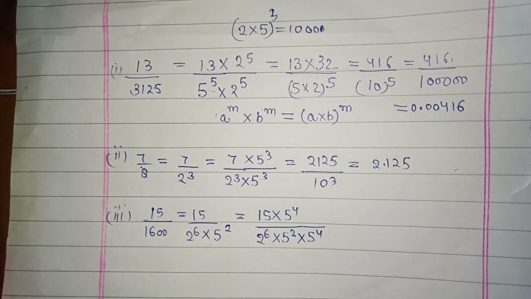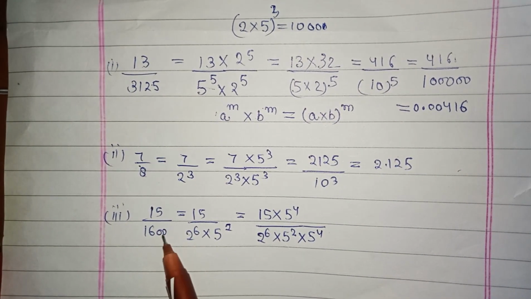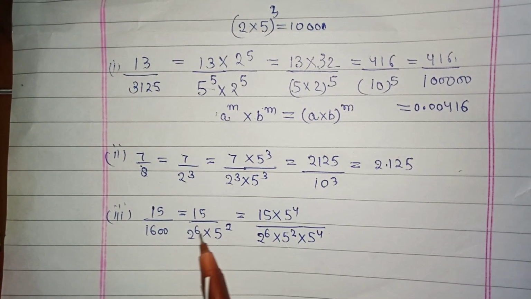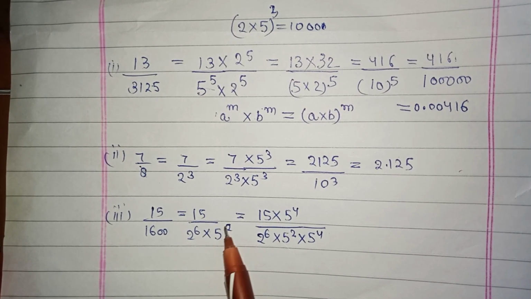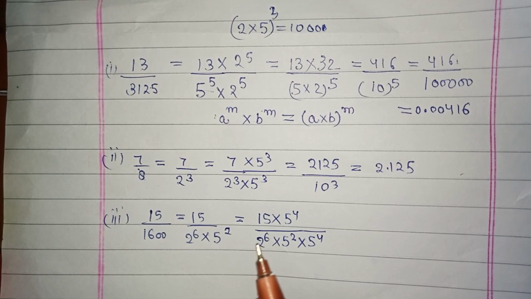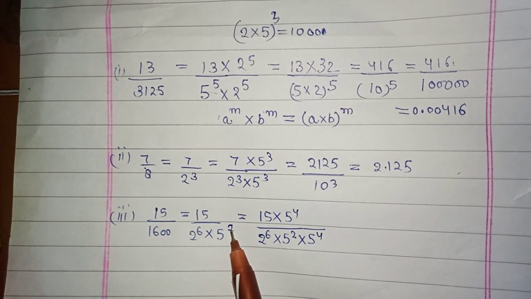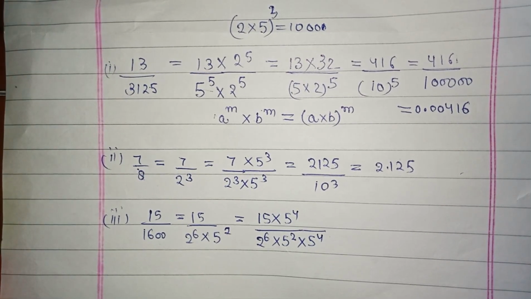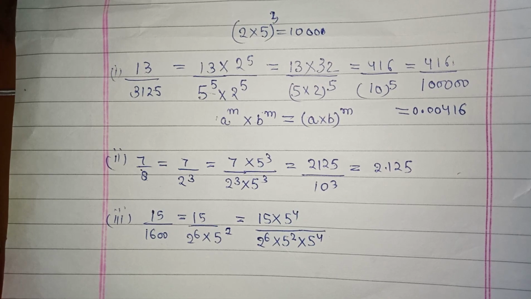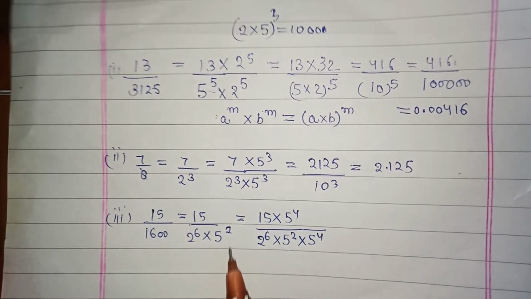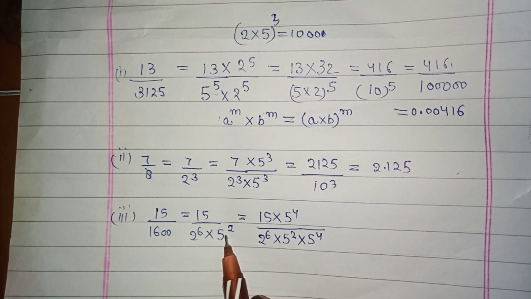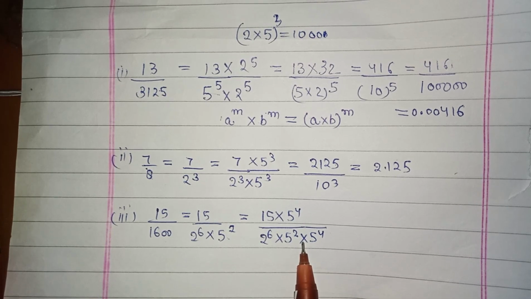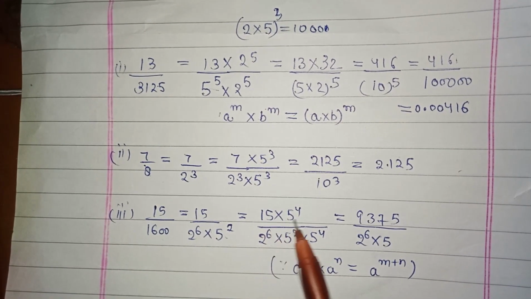Now moving to the third part of this question, I have 15 upon 1600. Now this can be expressed as 2 to the power 6 into 5 to the power 2. Now to make this term in the form of 10, I need here 5 raised to the power 6, but I already have 5 raised to the power 2. So I am deficient by 5 raised to the power 4. So I will multiply by 5 raised to the power 4 in the denominator and numerator as well. So I got this after multiplying.